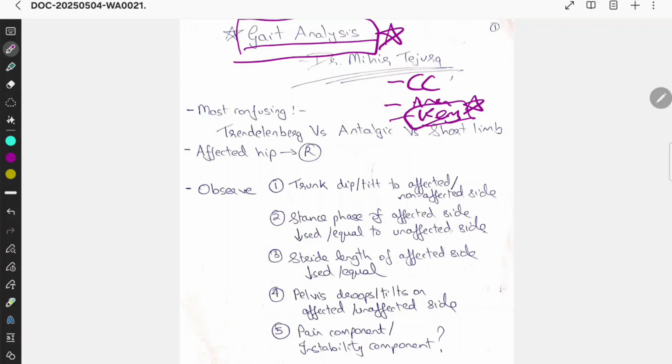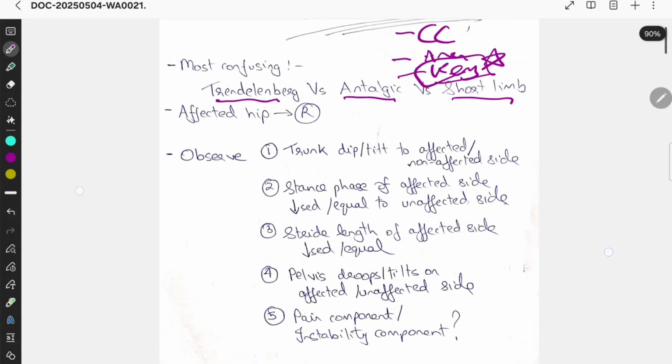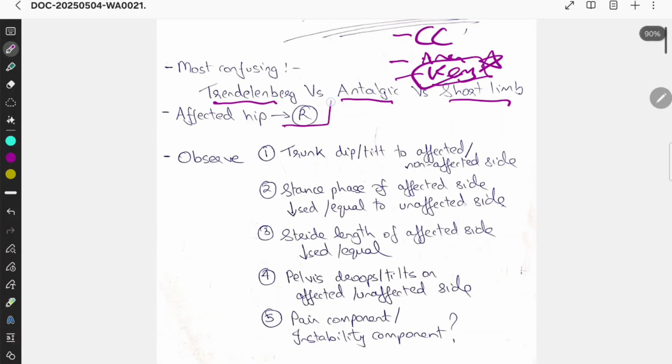In orthopedics, the most confusing gaits in which we get jumbled up are Trendelenburg versus antalgic versus short limb, right? So as a protocol for this video, we are going to keep the right hip as the affected hip. Right hip is the pathological hip, and we are going to understand the various mechanisms based on that. Okay. So the basic crux, how do you analyze a gait?